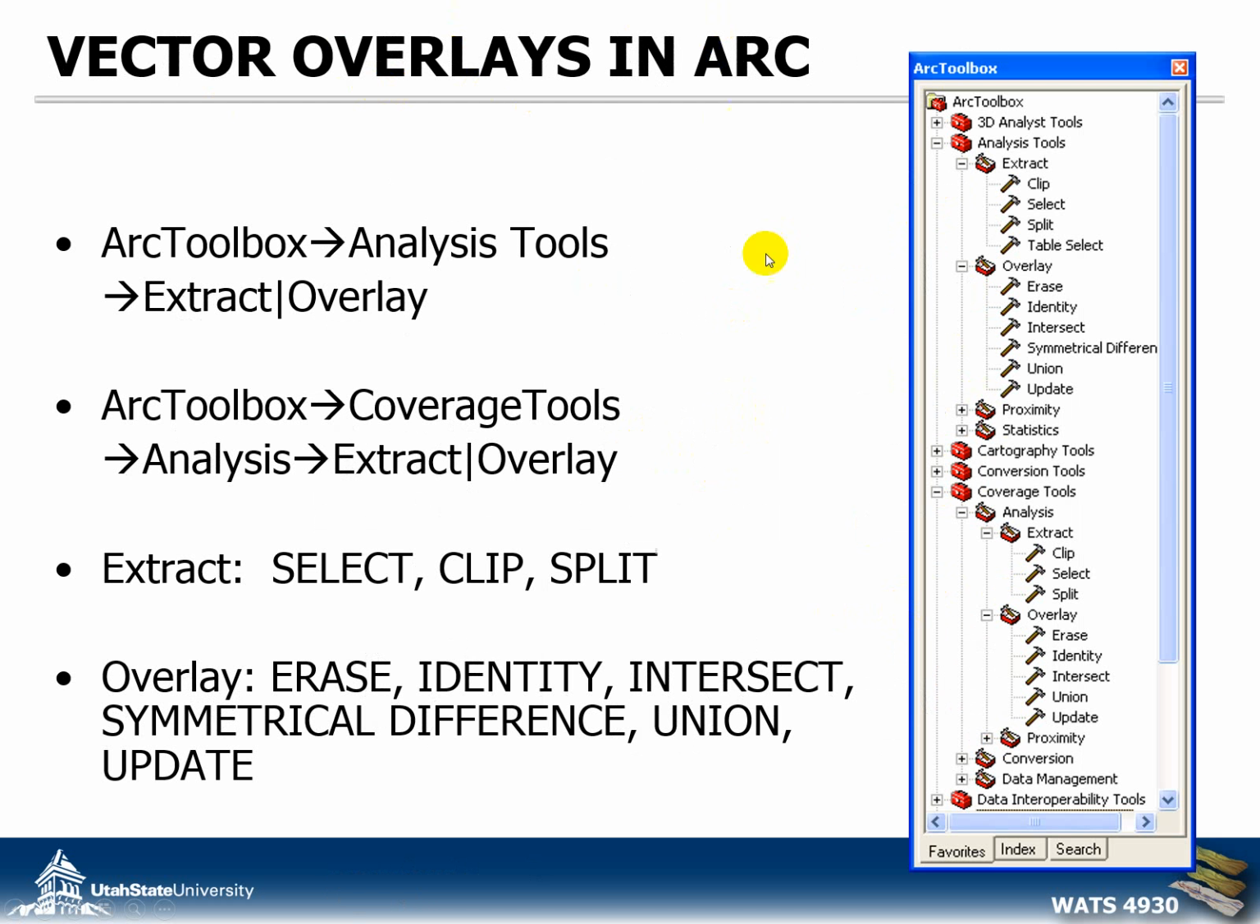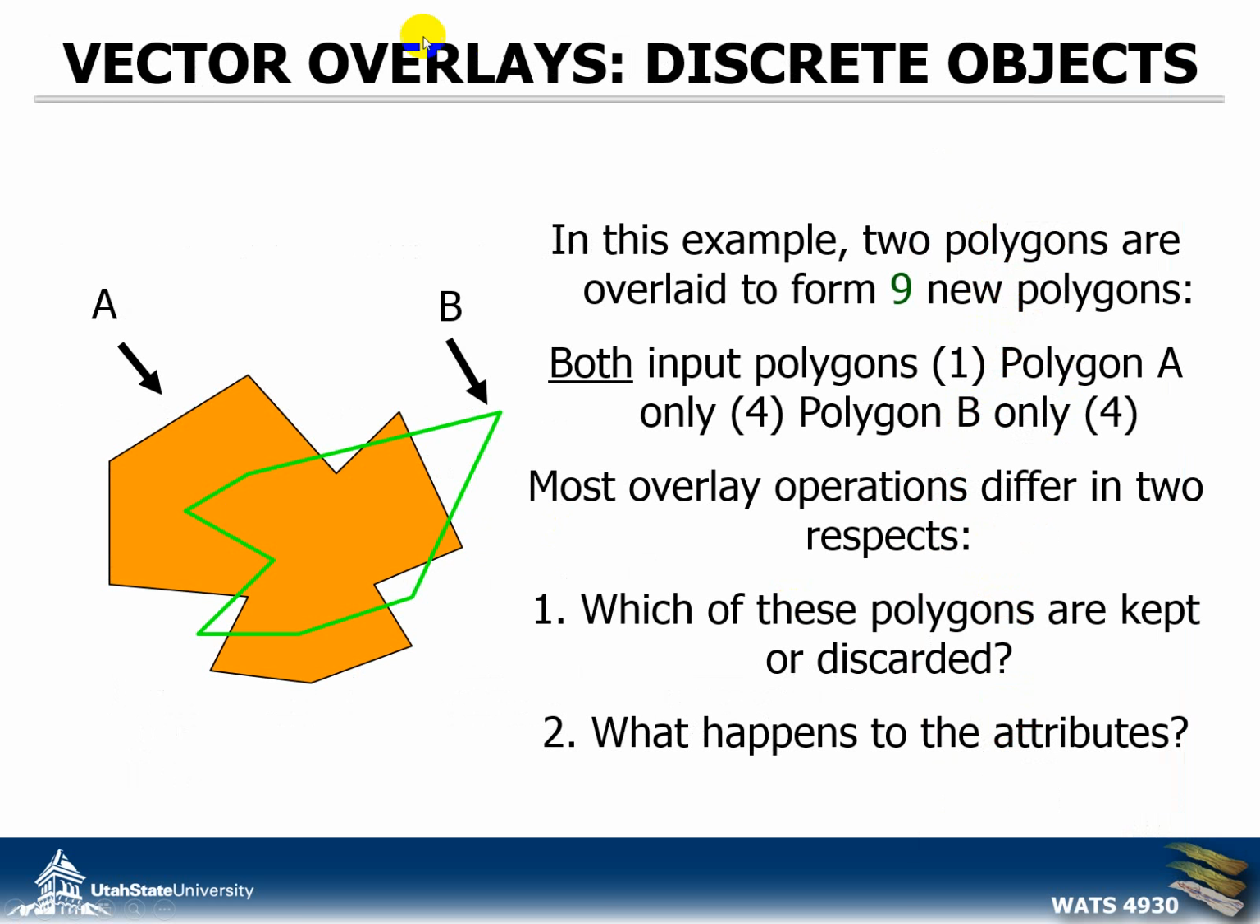So all these overlay functions are available in Arc Toolbox, and so you go into either Analysis Tools overlay or into the Coverage Tools, and you'll see that there's union and intersect, like we've talked about. Clip is actually an extract. Then there's erase and some other functions that are quite useful. So let's just go through a few examples here.